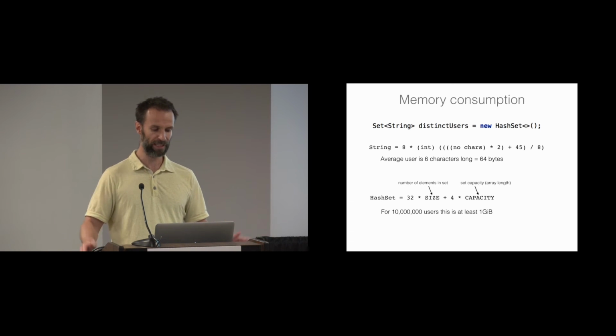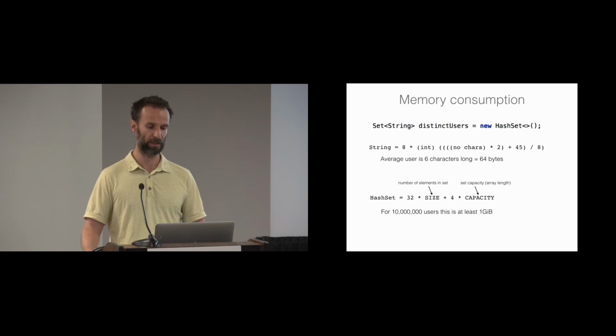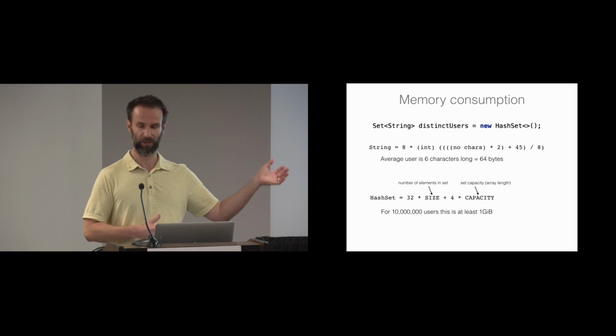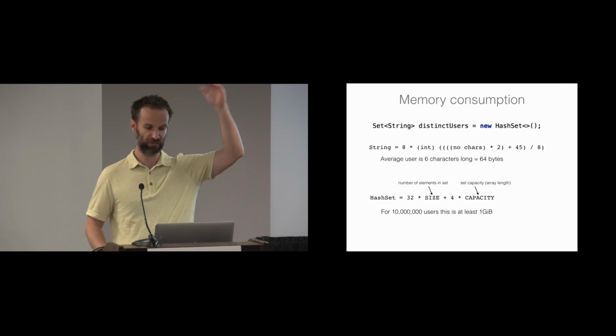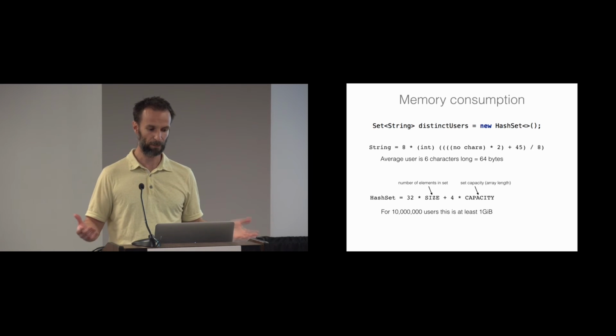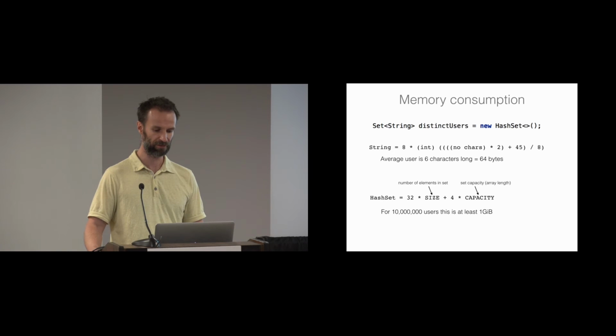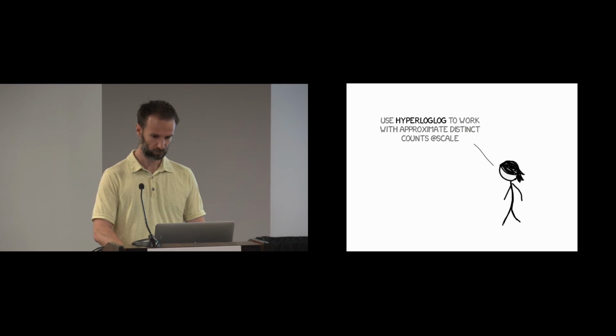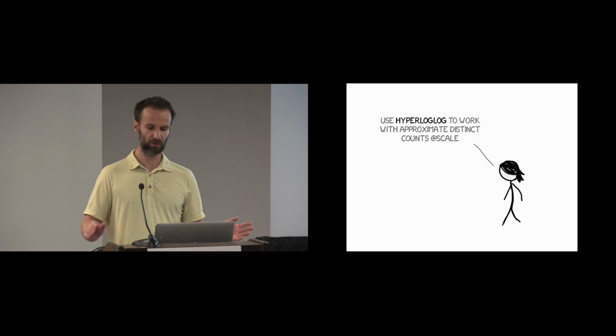And then there's a formula that you can use to figure out how much space your hash set is occupying. The number of items you've added to your hash set is multiplied by 32 bytes, and then the array internally is multiplied by 4 bytes, and they're both added together. So the net effect is that if you've got 10 million users and the average length of the username is 6 characters, that's 1 gigabyte of data. That's obviously expensive, and takes up a lot of space.